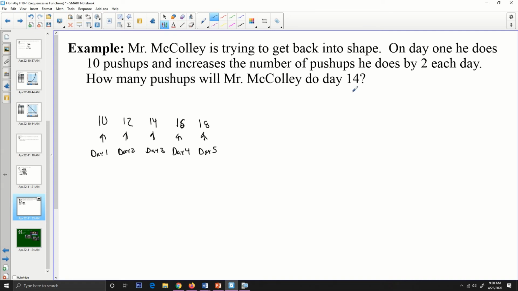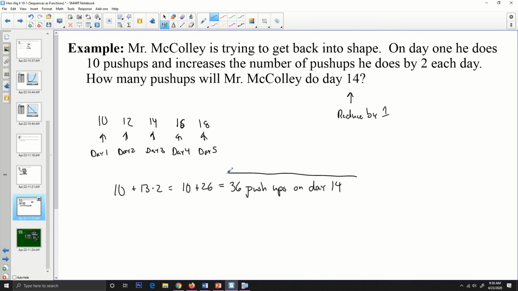So to solve this one, I'm actually going to reduce this by 1, and we'll see what happens with that in the next section and how that affects the general formula. But it's going to be 10 plus 13 times 2. So 10 plus 26 will give me 36 push-ups on day 14. All right. Well, that's all I got for today, folks.